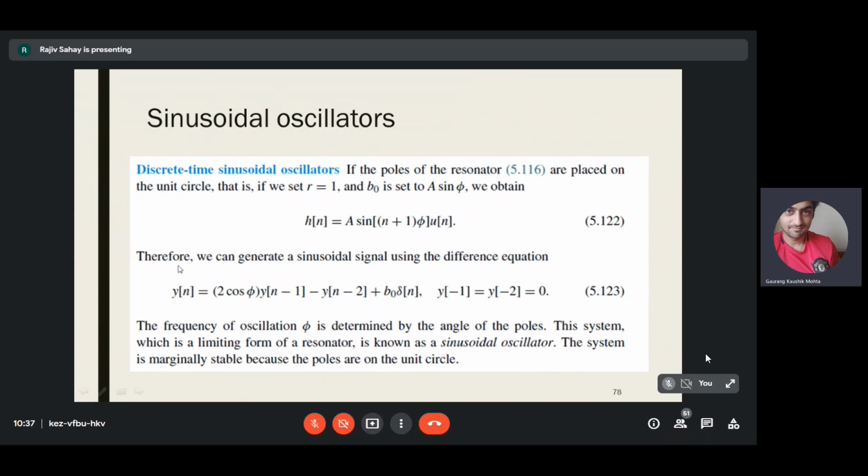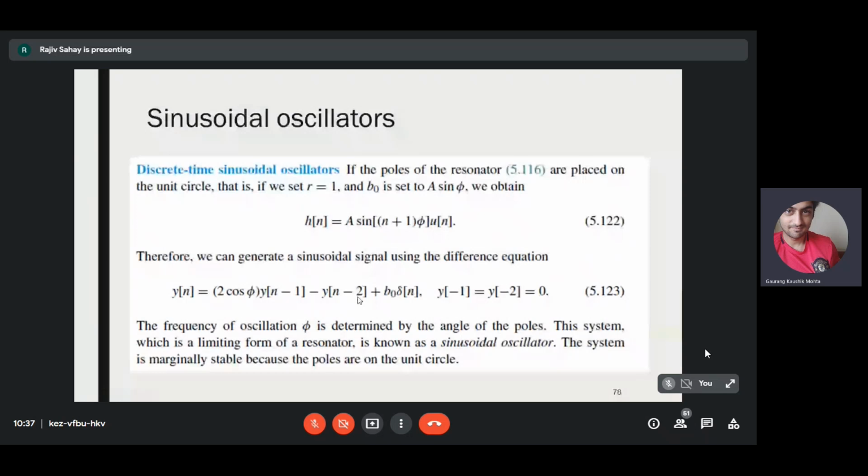So we can generate a sinusoidal signal using this particular difference equation. This is the impulse response of that system. It has a sinusoidal term here. If you plot this, it turns out to be a right-sided sinusoidal signal. The frequency of oscillation is determined by the angle of the pole.